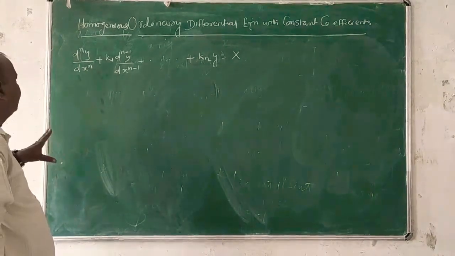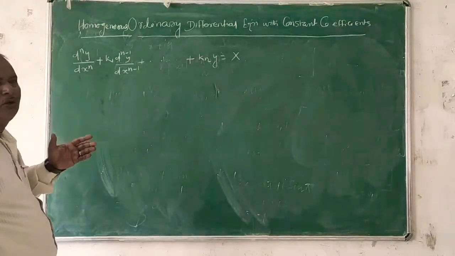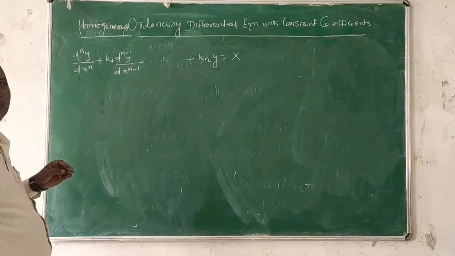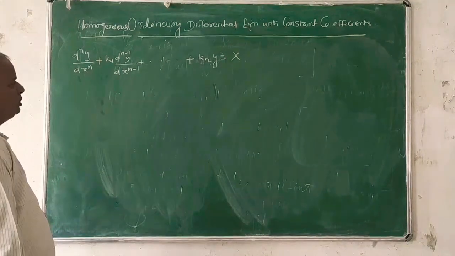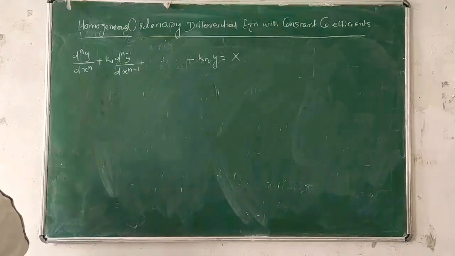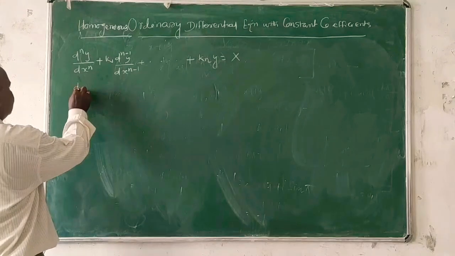That is d^n y/dx^n, or dy/dx. This is called the ordinary derivative, or the total derivative. Now the question is how to solve it. So in order to solve it, you break it into two parts.